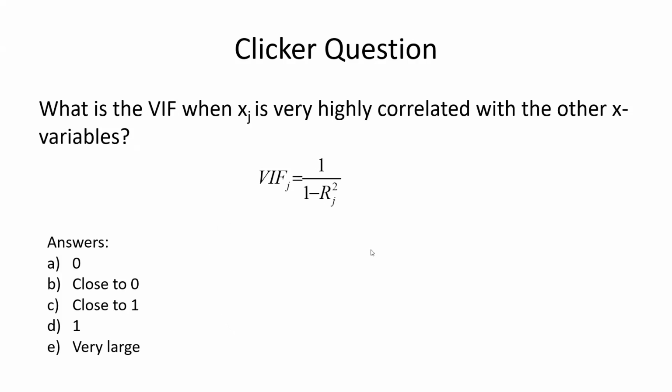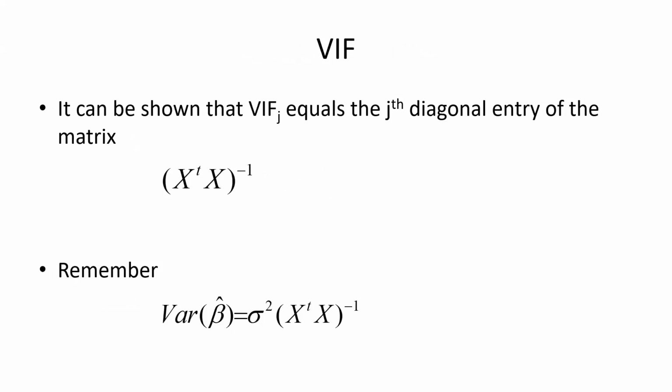And going to a fun fact. We've defined the variance inflation factor through the R squared of the j's variable. And it can be shown that the variance inflation factor of the j's variable is the j's diagonal entry of the matrix inverse X transpose X. And if you remember, the variance of beta, the estimate of beta, was sigma squared times that same matrix.